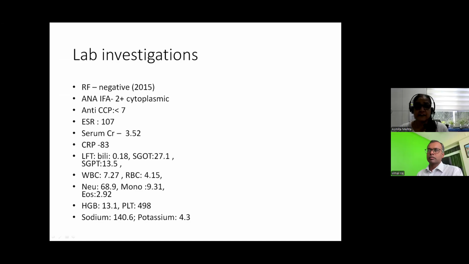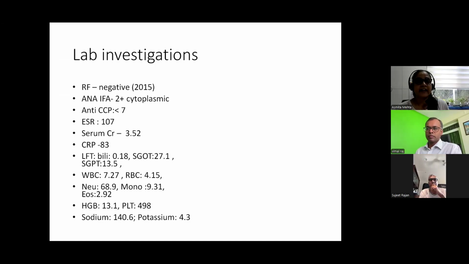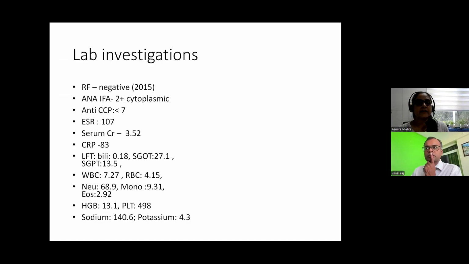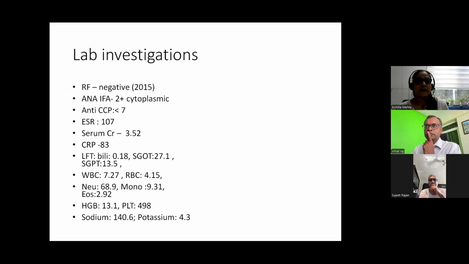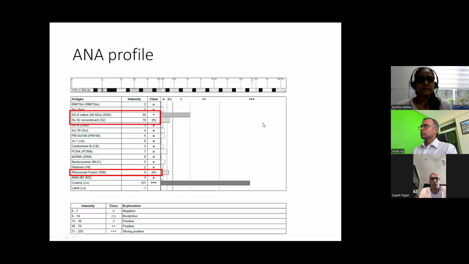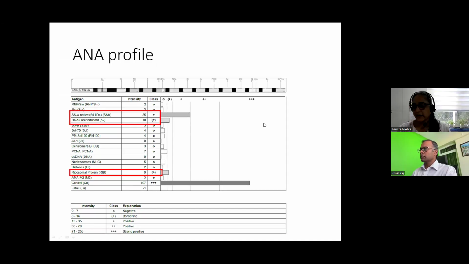These are his investigations, and he had ANA 2 plus cytoplasmic. ESR was 107. Creatinine was 3.52, which is expected in lupus nephritis. CRP was 83. So CRP and ESR were high. And he's under follow-up with Dr. Mithun, and he's under follow-up of gastromedicine as well as the nephrology department for his lupus-related problems. And I think this is his ANA profile. Mithun, your inputs will be appreciated.